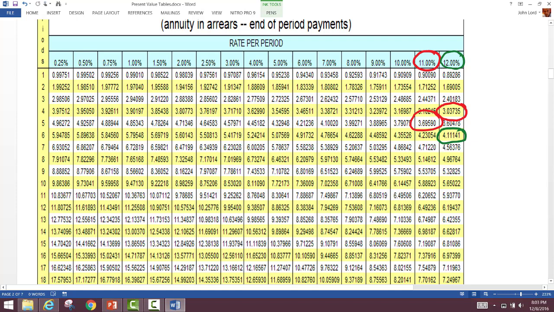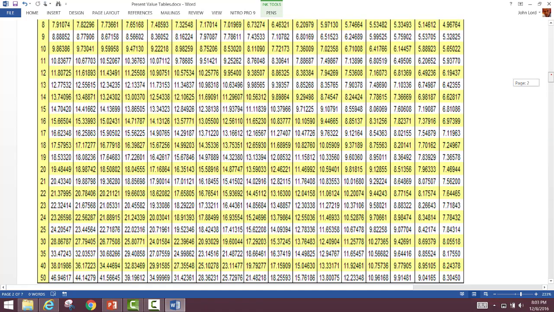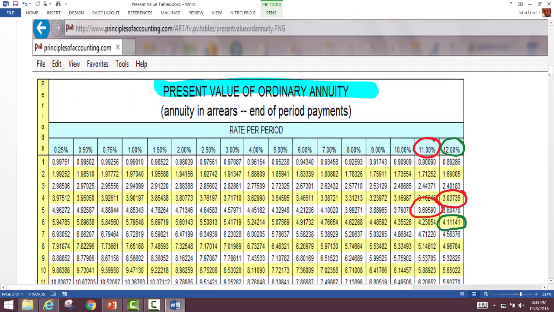And of course, what's going to happen is this, the table that doesn't have it? Yeah, this doesn't have it. Okay, so what was the number I was looking for? 5.216. Yeah, so I have to go to the other table. And I can't tell you who decides that a table should stop at 12%. I don't know.